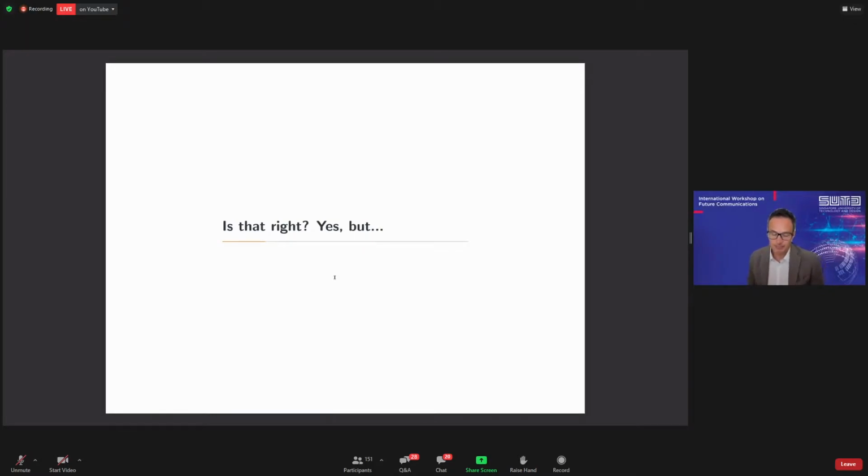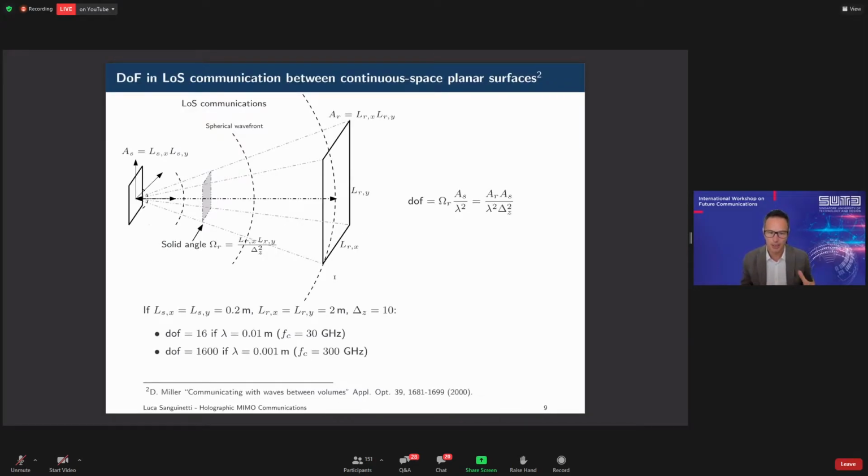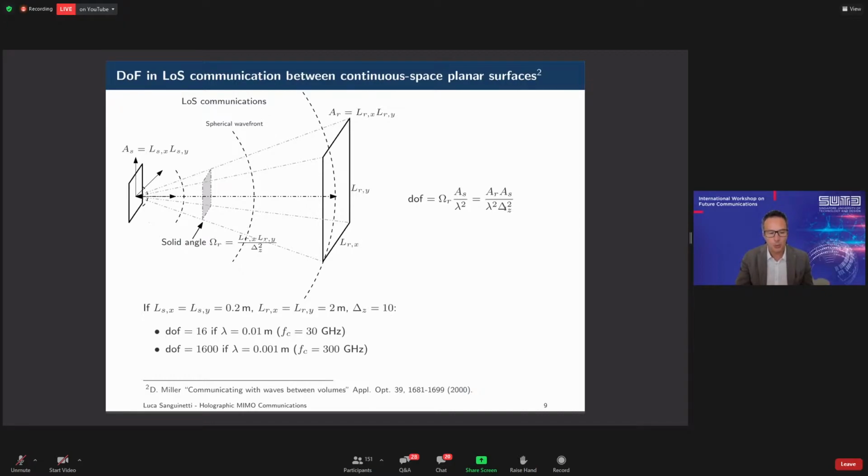But is this right? It is under the conditions for which the channel model is valid. Indeed, if you change the condition and consider a more realistic setup, by using very simple tools in electromagnetic theory, you can prove that whenever you have two surfaces communicating in a line of sight propagation scenario, the degrees of freedom of the system is given by the area of the receiver multiplied by the area of the source, divided by the wavelength squared and the squared distance between the transmitter and the receiver.